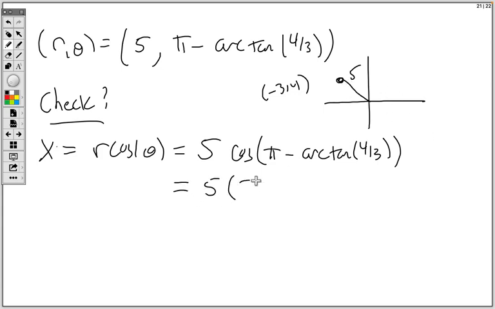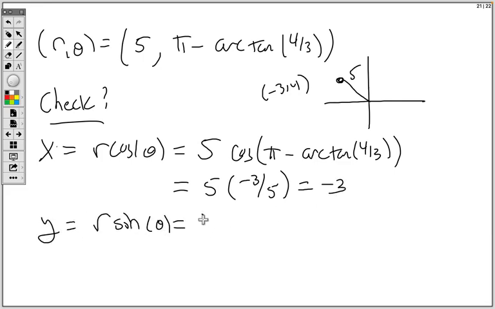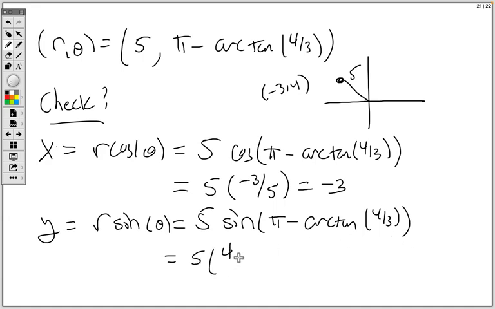So this would be 5 times negative 3 over 5, or negative 3. Y is r times the sine of theta, which would be 5 times the sine of pi minus the arctangent of 4/3, which would be 5 times the y over the r, which would be a positive 4. So we get negative 3, 4. You could also check all of these, like on Desmos for the decimal approximations, and you would see that they tie out as well.